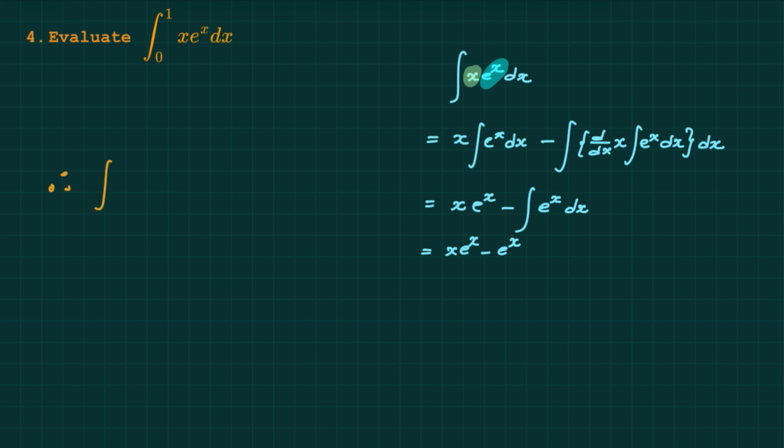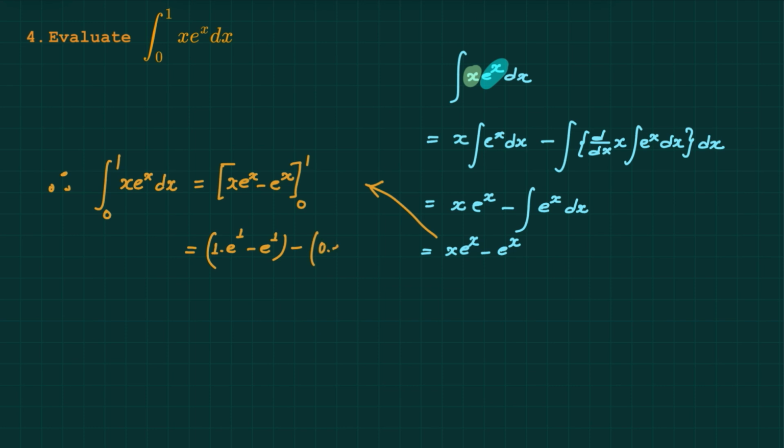Therefore, integration of 0 to 1 x e to the power x dx equals x e to the power x minus e to the power x from here. And since this is a definite integral, we have to use the limits, that is 0 to 1. Opening this using the upper limit, which is 1 here, it will be 1 into e to the power 1 minus e to the power 1. So this is the use of the upper limit, minus using the lower limit, that is 0, it will be 0 into e to the power 0 minus e to the power 0.